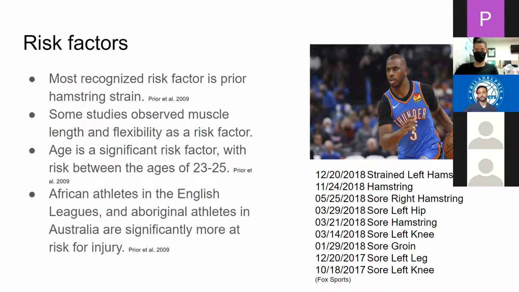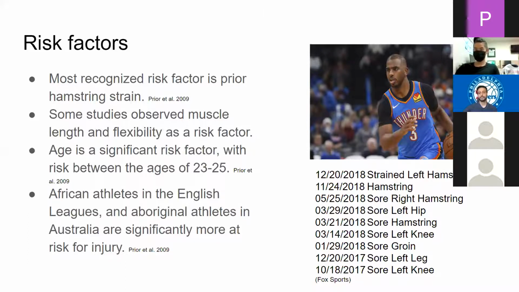One thing I want to point out about African athletes and Aboriginal athletes, given the current climate we're in, as we chatted about before, is that I looked at this point a few times because I wondered why these athletes are at higher risk. I feel like it's not just a genetic issue of their muscles being weaker or whatever it may be. I feel like there are health disparities that may point to these minorities having a higher risk of injury. That's something I would like to look into and research a little bit more.